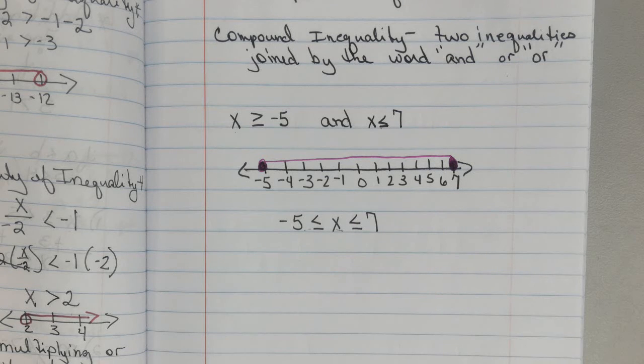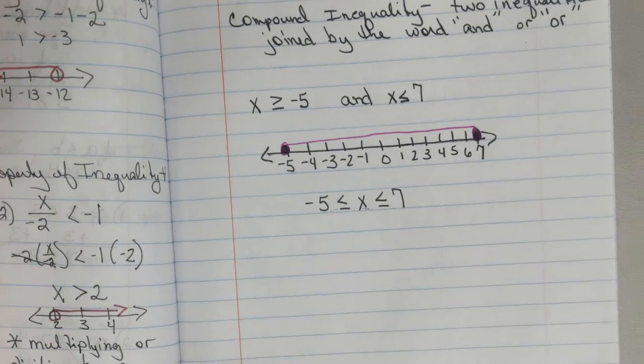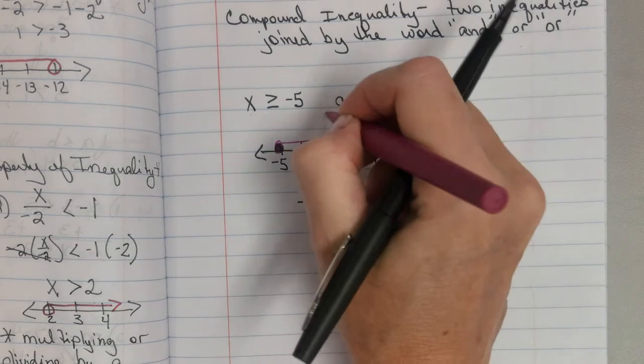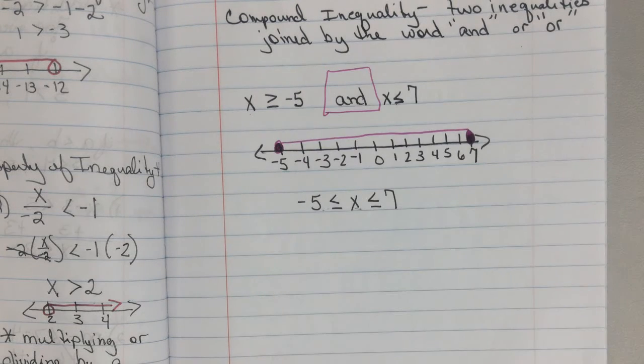All right, let's look at one that has "or." So that's our "and," and we need to make a note of that. Highlight that, mark it, do something. That's our example for our "and."